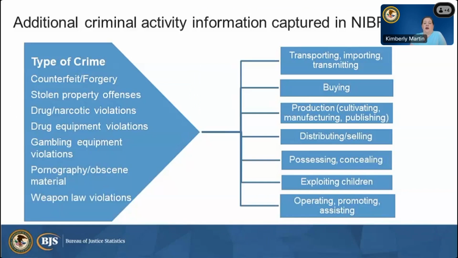So for example, if you have a crime of pornography and obscene material, law enforcement can flag whether or not it also involved the production of it, the buying of it, and the exploitation of children as part of that. If there is a drug offense for possession or for sales, you can get additional information on the context of that crime, such as whether or not you were transporting it, importing it, buying, or whether you were cultivating it, for example. So that's some of the rich level of data that you can get in NIBRS.